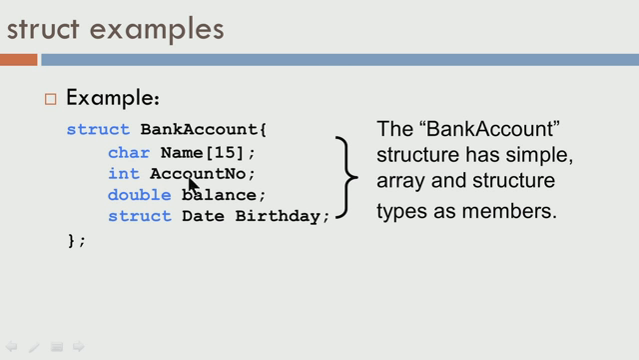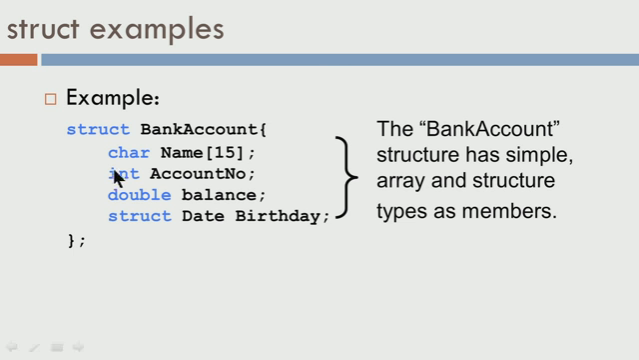Then there is an integer account number. In this case, account number is expected to be integral, and the balance that you have in the account is supposed to be a double value, and I may want to track the birthday of my customers, and that in turn is a structure. So this is what I was talking about earlier, that you could actually mix and match data types of different kinds and throw them into a structure.